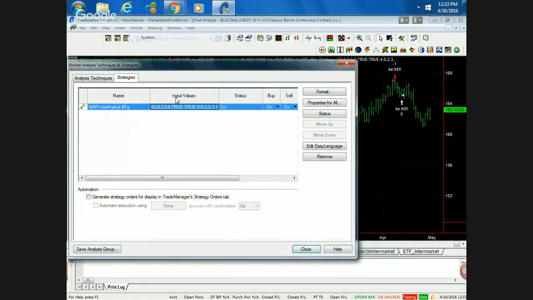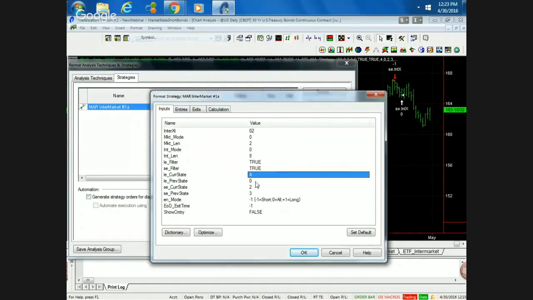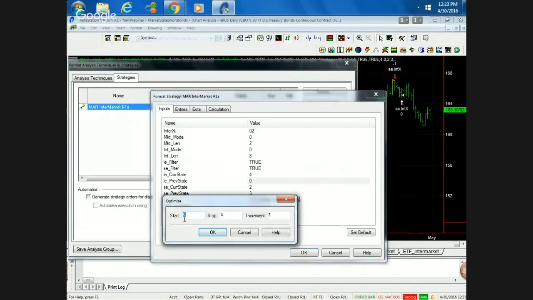So let's do this optimization and see how it works with our optimizer. Our normal state for a buy, which in this case, since we're doing the short side, is a buy to cover, is 4. Our entry state for a short position is 2. We're going to optimize from 0, which means don't care, which is basically what the normal intermarket divergence is, looking at all states, through the 4 states.